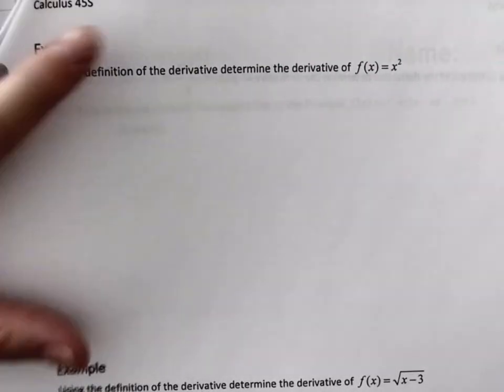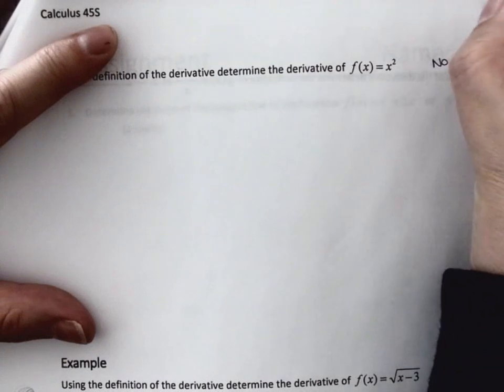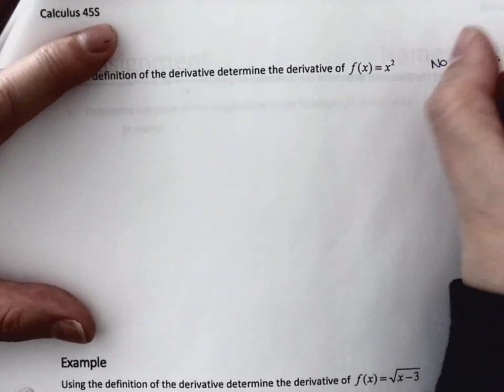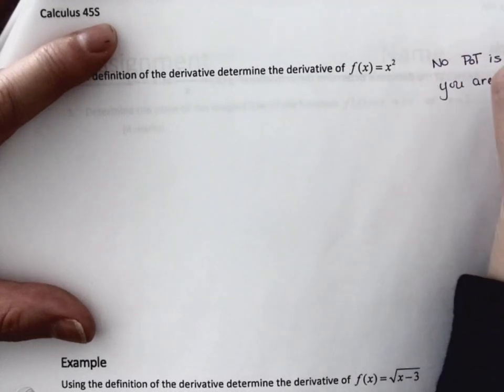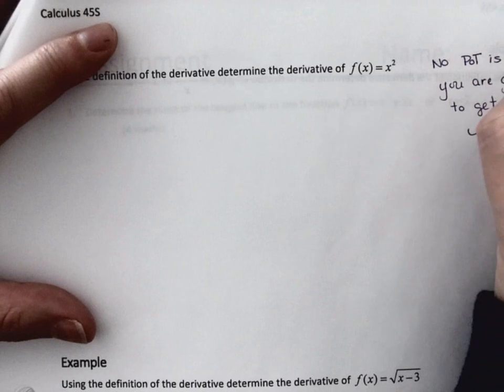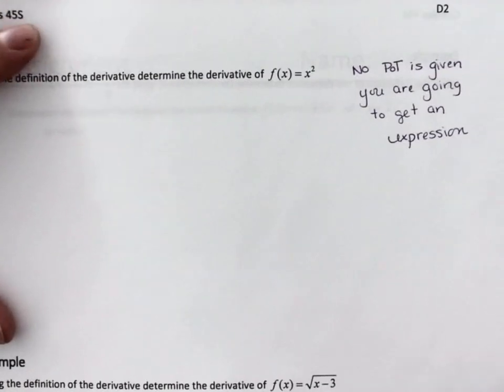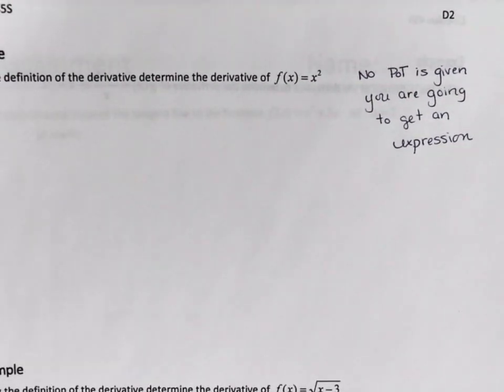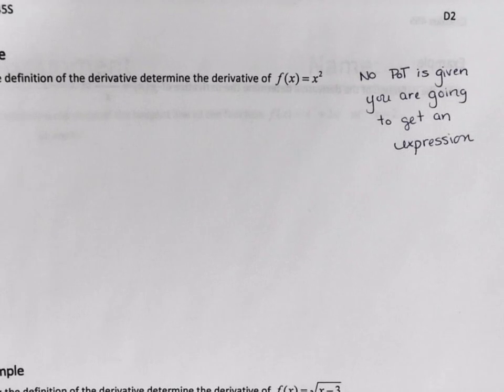So if no point of tangency is given, you're going to get an expression. You're not going to get a number. If a point of tangency is given, then you're going to get a number. So two different types of questions.